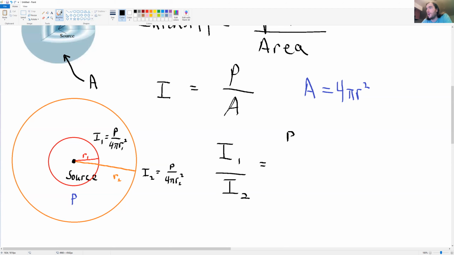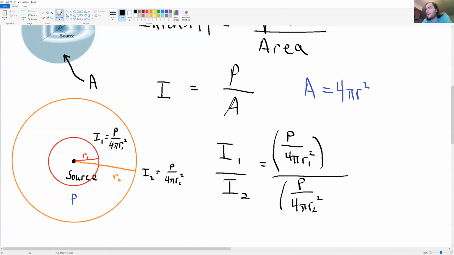And we'll go ahead and do all the steps here just to start things off. So 4 pi r1 squared divided by p over 4 pi r2 squared. And notice, because the source is the same, the power output of that source is the same, and we have some factors of 4 pi here, a lot of this stuff is going to cancel for us. And the ratio of the intensity I1 to I2 is equal to r2 squared over r1 squared.